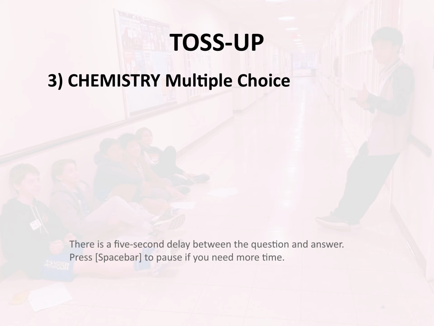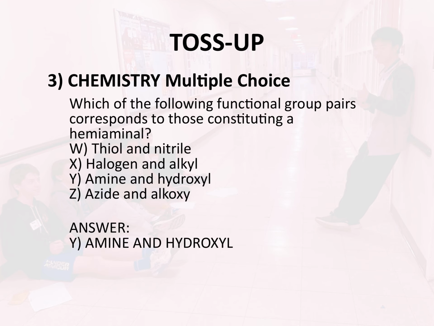Toss-up 3. Chemistry. Multiple choice. Which of the following functional group pairs corresponds to those constituting a hemiaminal? W. Thiol and nitrile. X. Halogen and alkyl. Y. Amine and hydroxyl. Z. Azide and alkoxy. Answer. Y. Amine and hydroxyl.